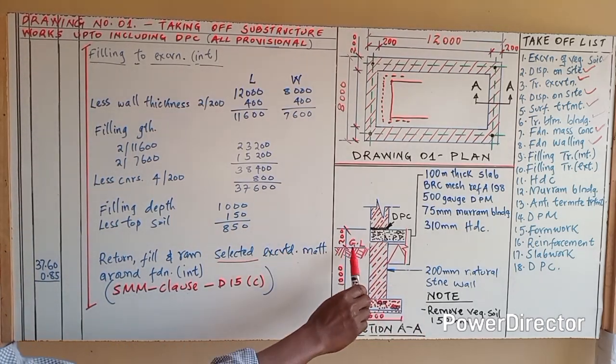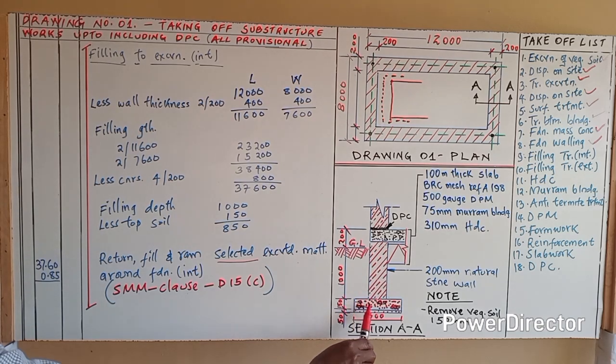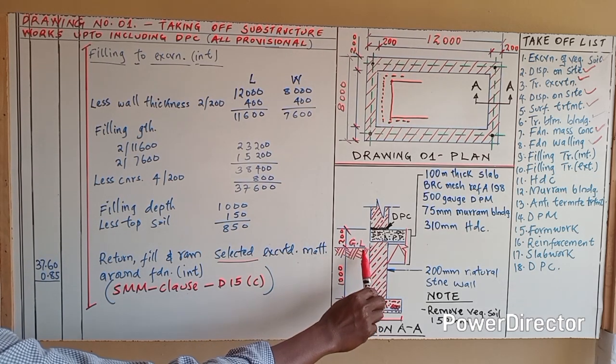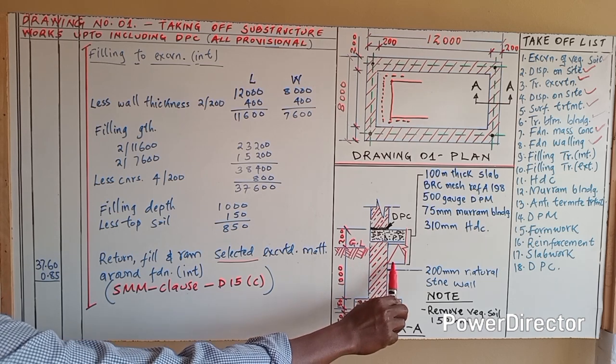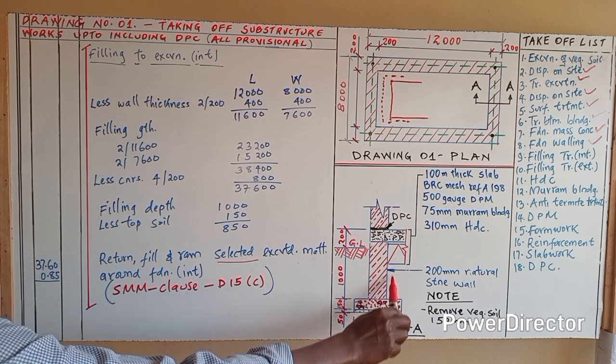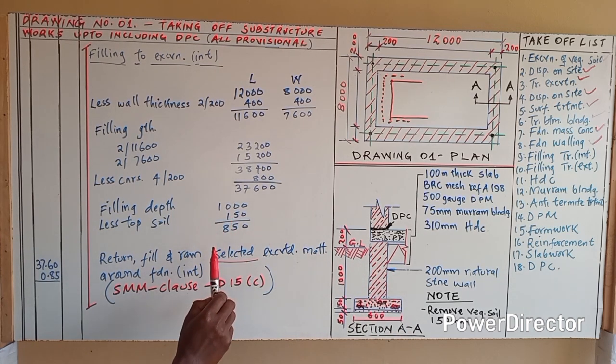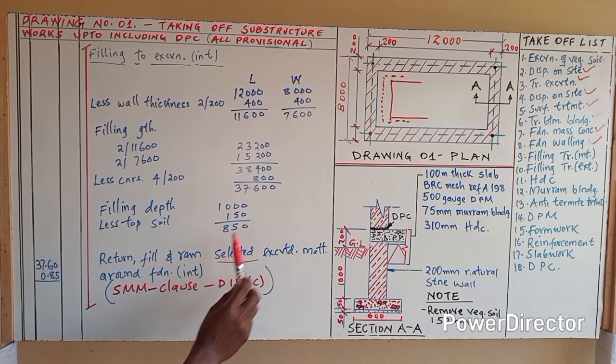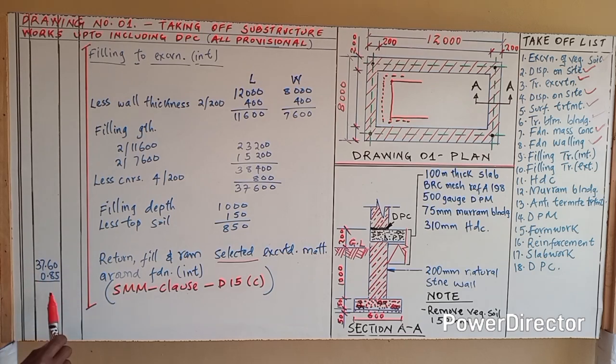Now, the depth is initially from ground level to this upper edge of the concrete mass, 1000. If we lessen the reducing level, which is 150, remember we reduce the level first of all. So from this to this is 150. If we deduct this from this, we get 850 millimeters. So when we are booking, it is in meters, 0.85 meters, and then we close.